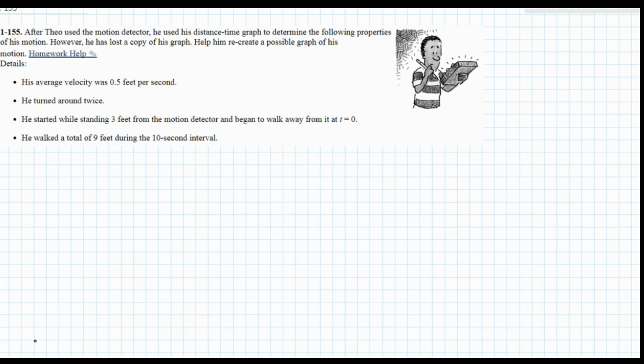Okay, so I'm going to break down what each piece tells you about a distance versus time graph. Average velocity is total distance divided by total time, and that was 0.5 or 1/2 feet per second. So one thing I know is that when I draw this, I can use an average velocity line to help me figure out where the beginning and ending points are.